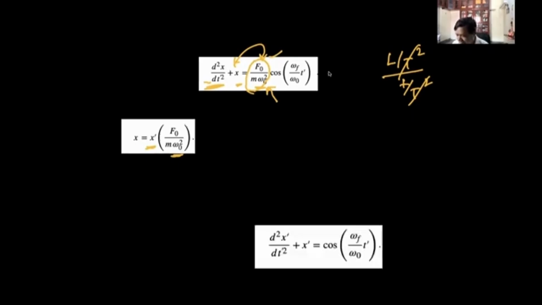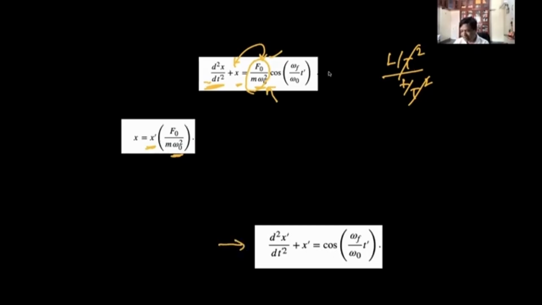So what I do is I write x equal to x prime times the length scale. So x prime is non-dimensional. x prime has no dimension. Now I substitute x equal to x prime times that. You can see that this will come from both the terms in the left hand side. As a result, this term will get cancelled from the left hand side as well. So the final equation is this.